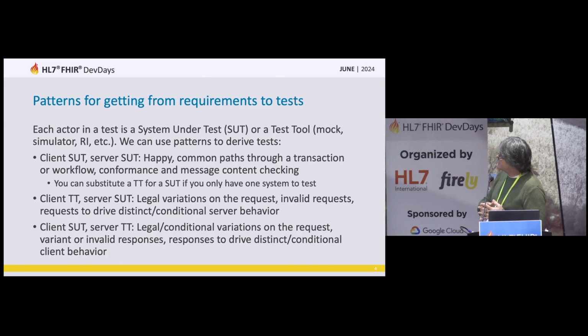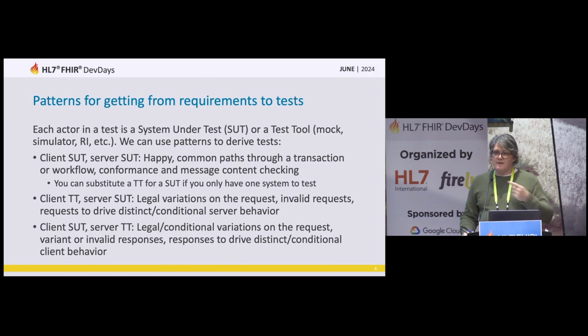And then in the other direction, you could have the client being the system under test, and the server is the test tool. And for that, you might have some conditional tests. The client only has to exercise them if they've implemented some optional behavior. You want to see how the client deals with variations on the response. Invalid responses, how do they deal with that?